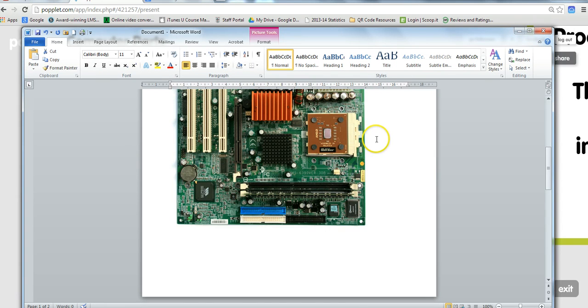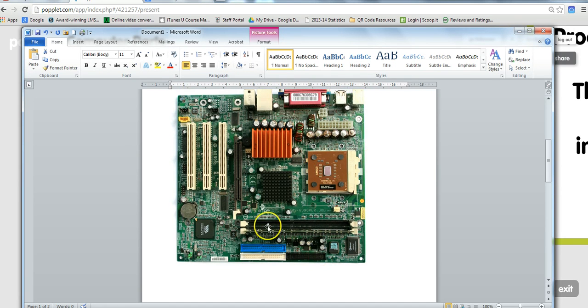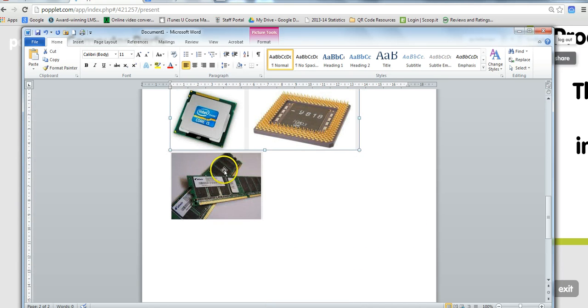Once again, if we look at our motherboard here, we have the CPU, and here is the RAM right there. And the RAM would look like this right there.